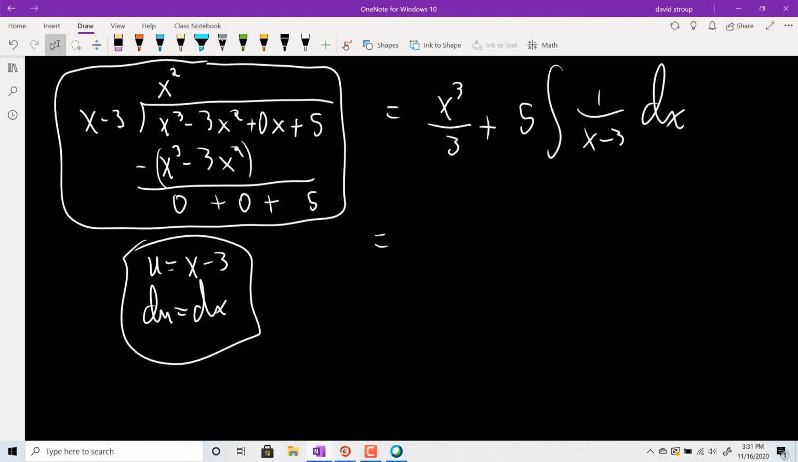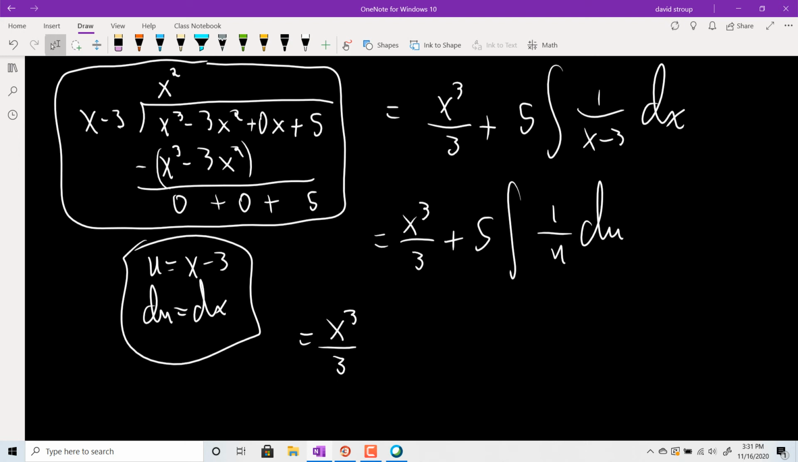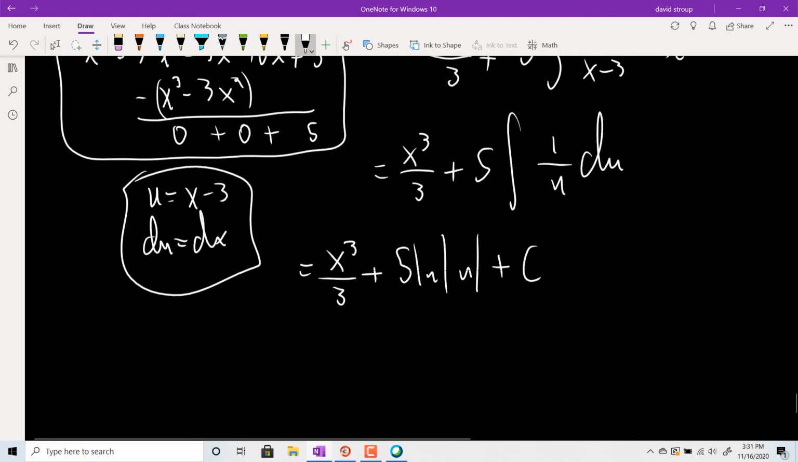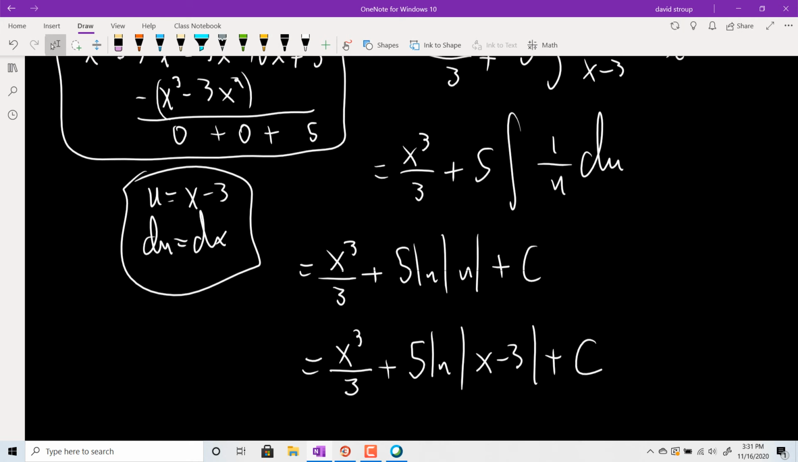Okay, so we'll end up with x cubed over 3 plus 5 times the integral of 1 over u du. So that would be x cubed over 3 plus 5 ln absolute value of u plus c. And then back sub and you're done. So x cubed over 3 plus 5 ln absolute value of x minus 3 plus c.